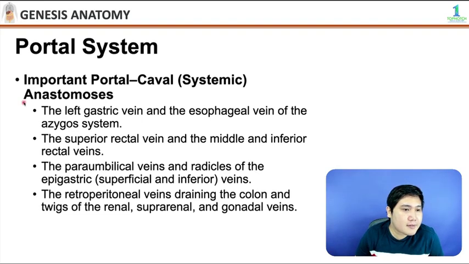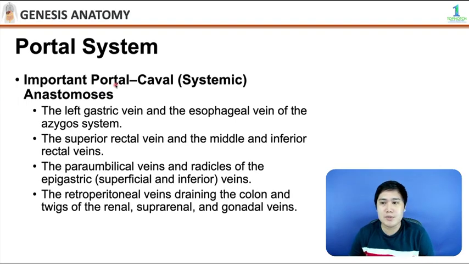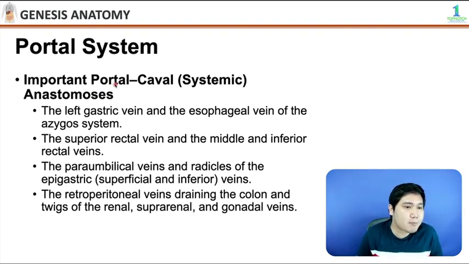It is important to mention the portocaval anastomosis. When there are cases of portal hypertension, you will see congestion of these structures. There is an anastomosis between the left gastric vein and the esophageal vein, and between the superior rectal vein and the middle and inferior rectal vein. So in this part, when congested, you will see esophageal varices. In your superior rectal vein and middle and inferior rectal vein, you will see hemorrhoids.